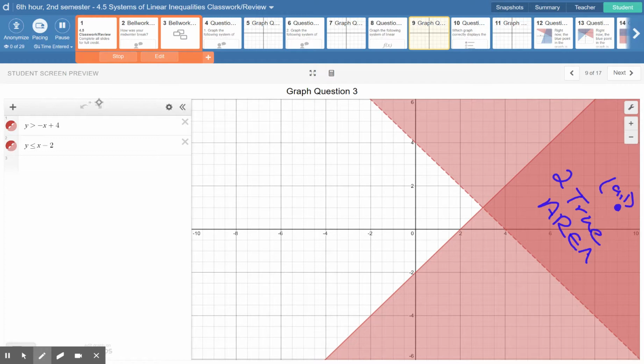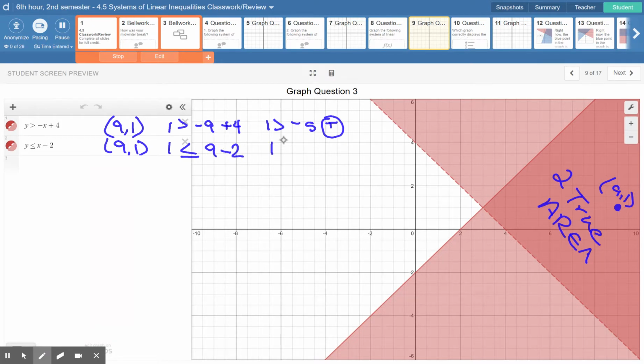Now what 2 trues mean is you plug in the ordered pair 9, 1, plug in the x and the y, and y is greater than -5, so that's true. Now move on to the second one. You're going to use the same ordered pair. y is less than or equal to 9 minus 2, and 1 is equal to or less than 7. So that's where you got your 2 true area.